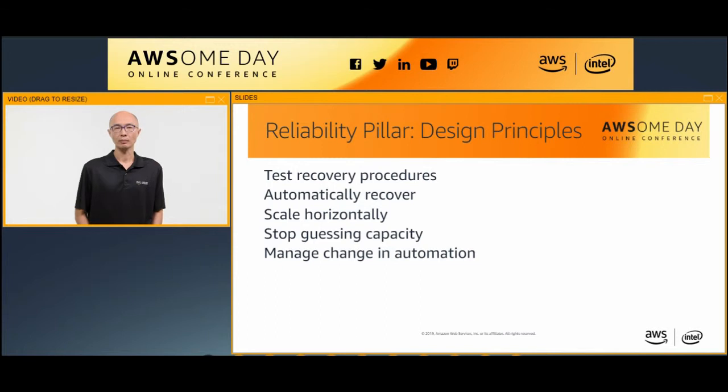Stop guessing capacity. In the cloud environment, you have the ability to monitor demand and systems utilization, and automate the addition or removal of resources. This is designed to make sure you have the optimal level to satisfy your demand without over or under provisioning. Manage change in automation. Changes to your architectures and infrastructure should be made using automation. With this, you only need to manage change through your automation, not every single system or resource.